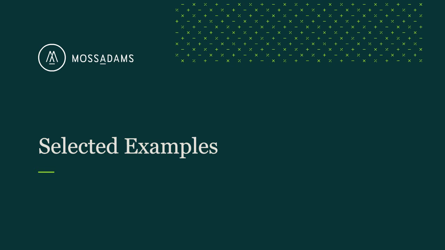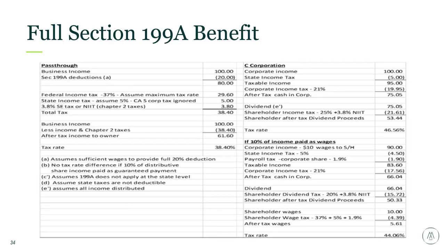presentation is kind of run through some very basic modeling exercises here and kind of compare a pass-through to a C corporation and what the tax impact is. And in this example, we're going to start off kind of looking at the pass-through entity and assuming that it has business income of 100 and it also has a 199A deduction and it's eligible to take the full 20% deduction, which for Chapter 1 purposes, and when I say Chapter 1 purposes, income tax purposes only, reduces taxable income that is used to compute income tax to $80 in this particular example.